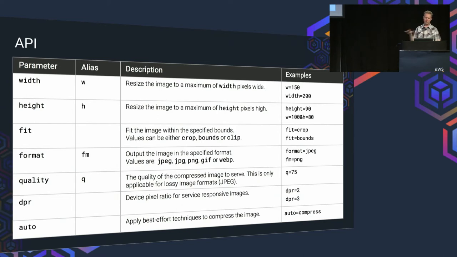And then this last entry is a little strange. It's called auto, and you can set it to compress, and that's the only thing you can do. Again, we didn't come up with these APIs. This was a blend of two other services, and this is the one that worked for that. But if you wanted to compress the output of that image, that would be the API that you use there.